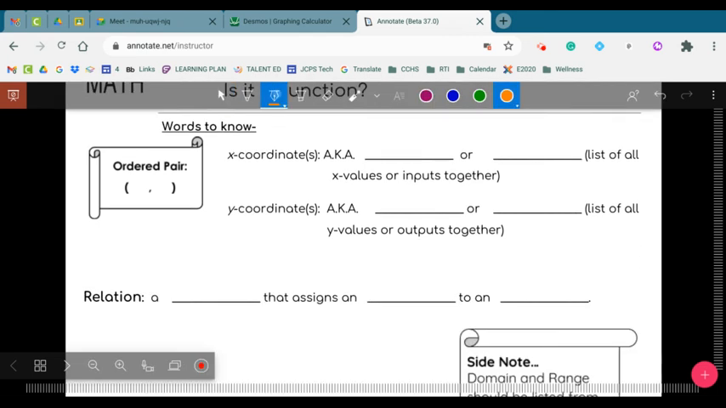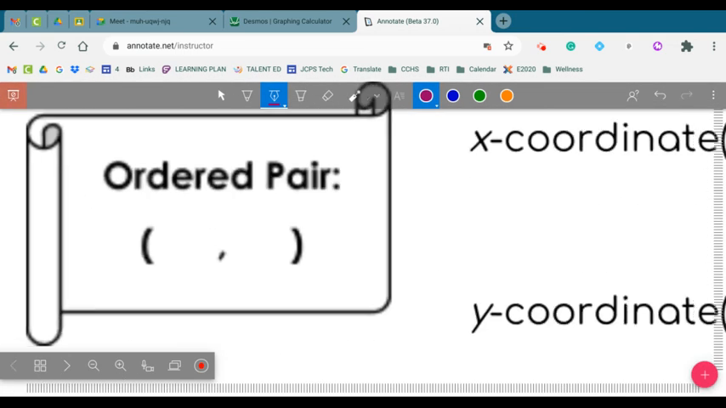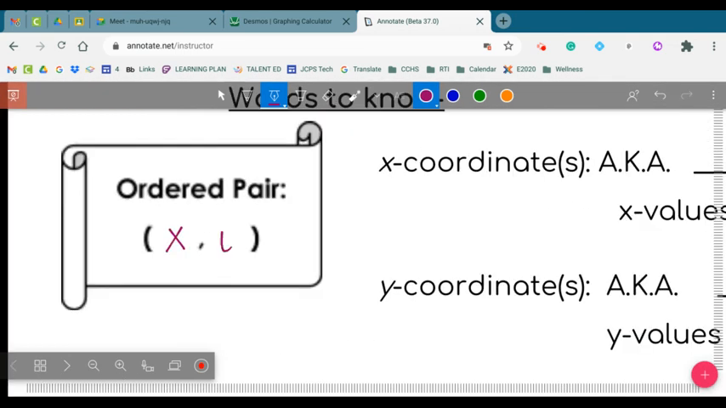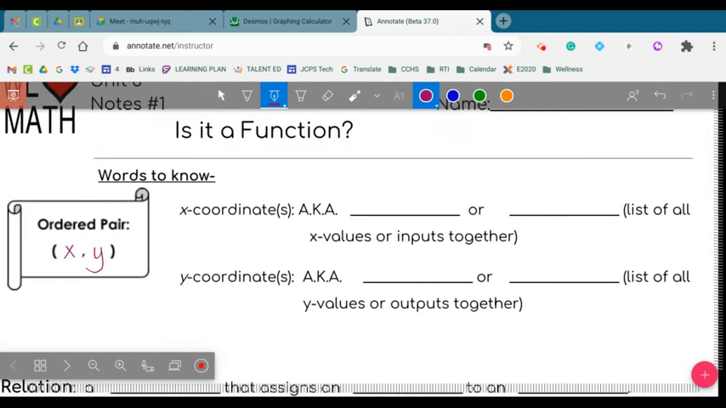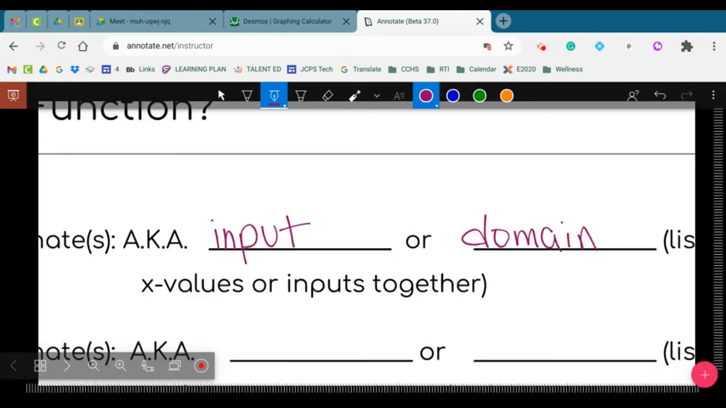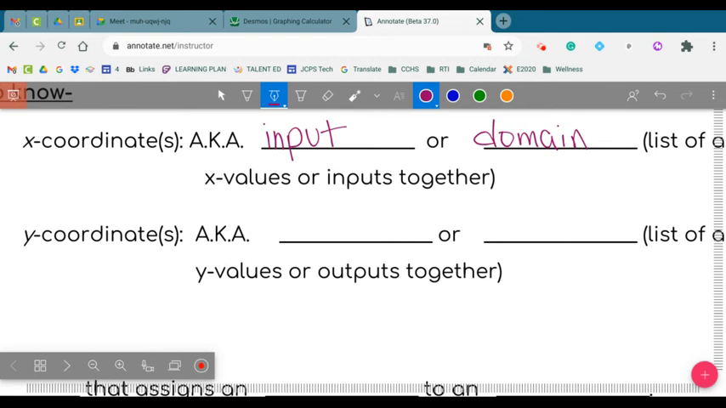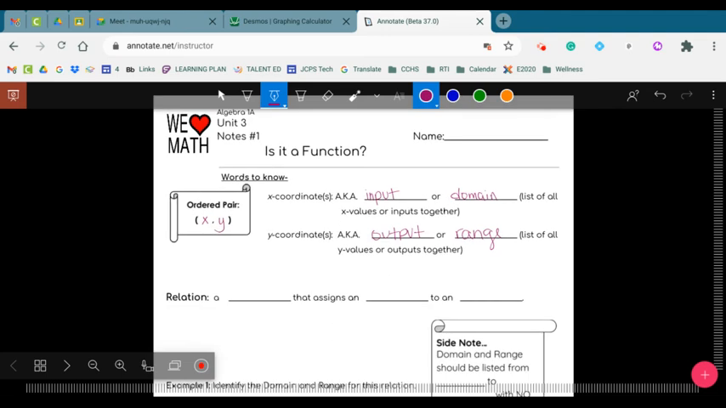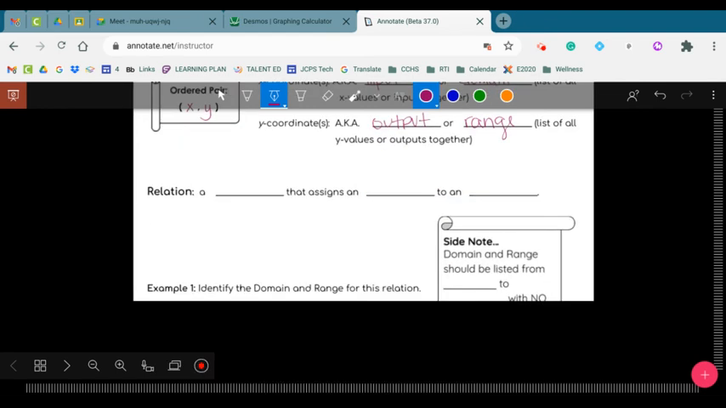So some new terminology that we're going to learn, and some of it may be kind of normal. For an ordered pair, we always have our x and our y value. Our x coordinate we may call an input, or we may call this the domain. If I say x value, if I say input, you have to realize that input is your x value. Your y coordinate is called your output, or we can call it our range. Those are terms that we are going to be able to interchange whenever we're talking about our x values and our y values.